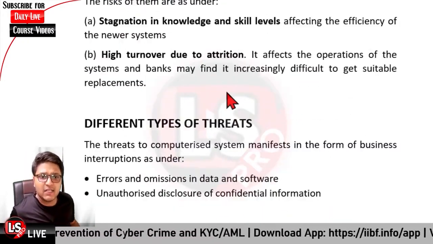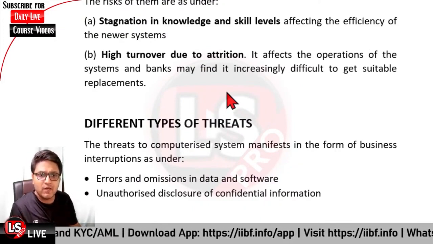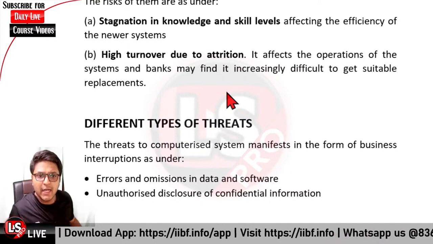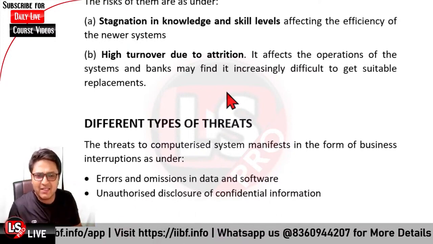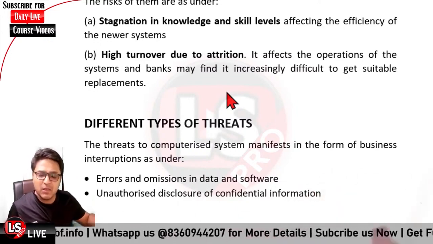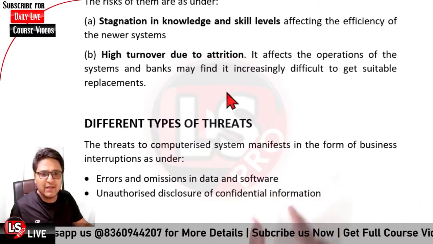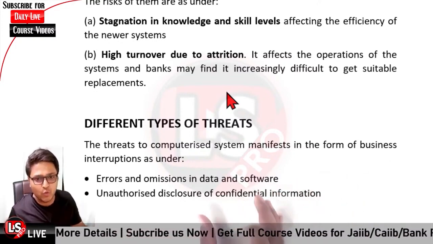And further, it is regarding different types of threats. The threats to the computerized system manifest in the form of banking business interruptions. It could be regarding some errors in the data. So if there is some error in the data, as I told you, garbage in, garbage out, or it could be some loophole in the software itself, the software was not tested properly. In that case also, that could be a loss to the bank.